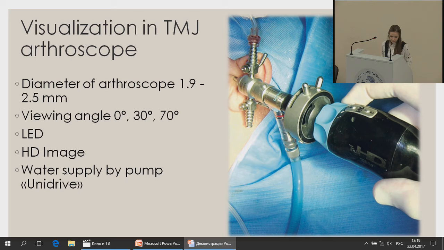Visualization in arthroscopy has such characteristics as the diameter of the arthroscope and the viewing angle. Generally, the angled arthroscope is used for diagnosis, and zero degree is used for surgical manipulations. Also, characteristics include light emitting diode and the HD image that can be obtained. It's also important to mention the water supply, because it helps to extend the joint capsule to get the right field of view.